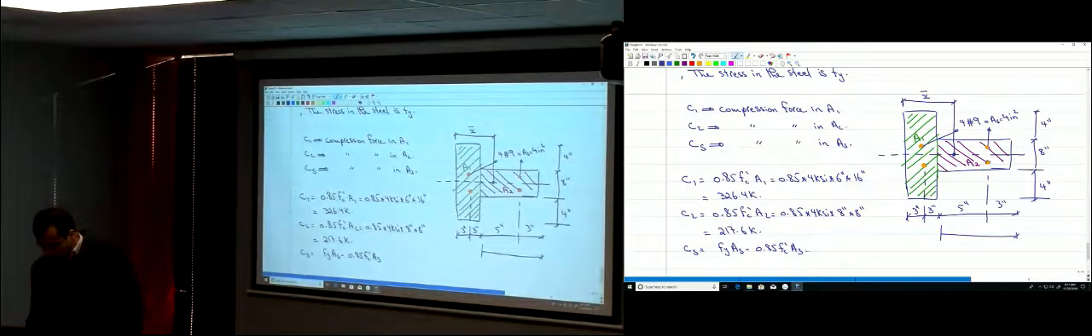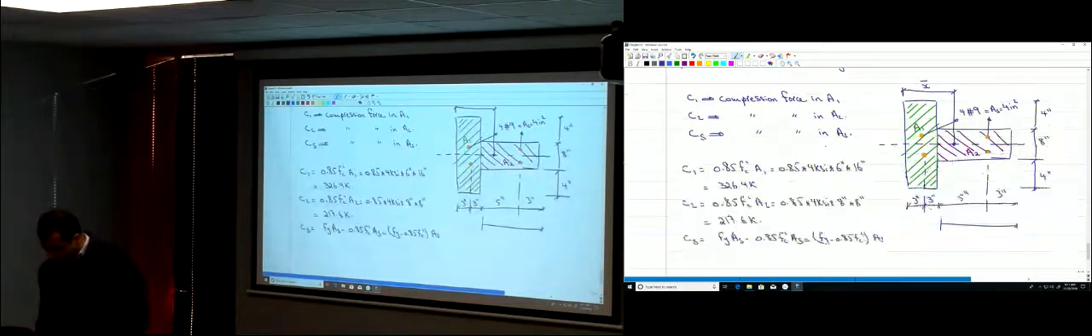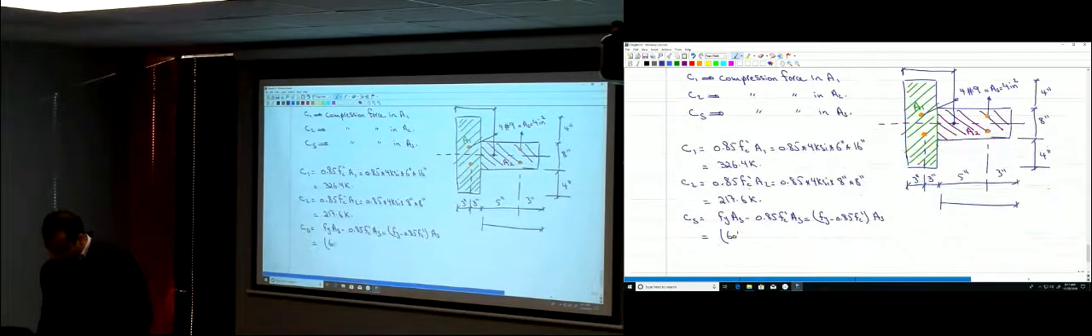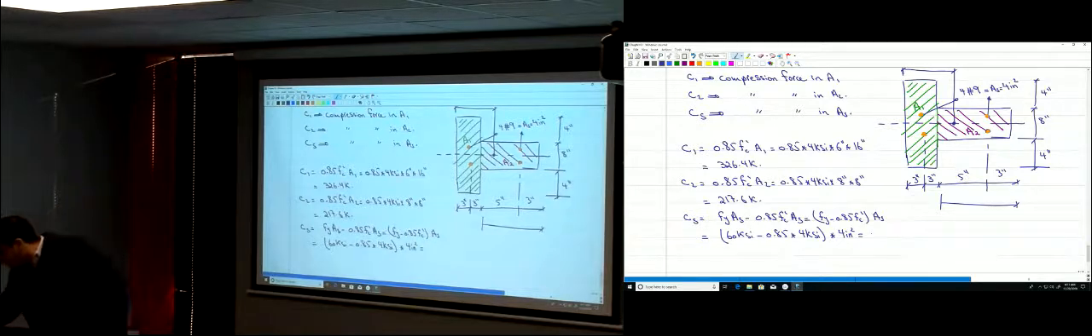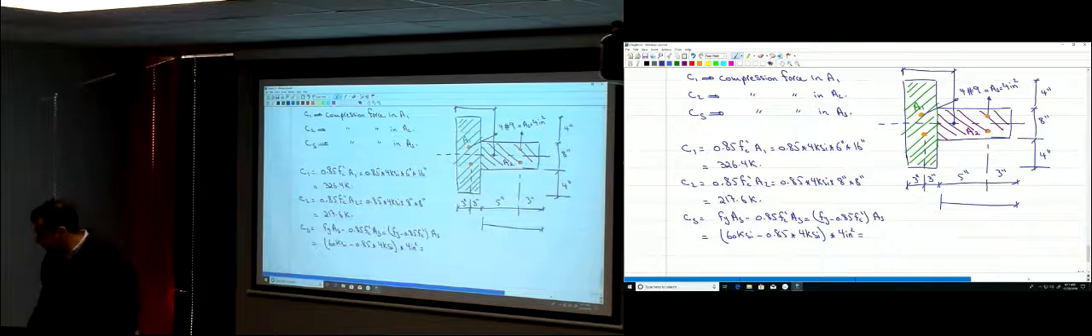So as you see here, I can take area steel as a common factor. So here I have F yield minus 0.85 FC prime, multiplied by the area steel. So CS is equal to 60 KSI minus 0.85 FC prime, which is 4 KSI, multiplied by the area steel, which is 4 inches squared. So CS is 226.4 K.